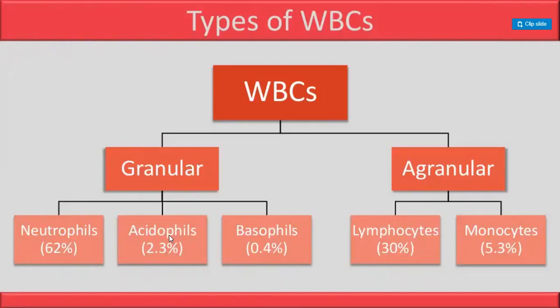The highest of them all is neutrophils, 62%, followed by the lymphocytes, 30%, and then we'll have the monocyte, 5.3%, and then we'll have the eosinophil, 2.3%, and the basophil, 0.4%. Very important. Okay, good.